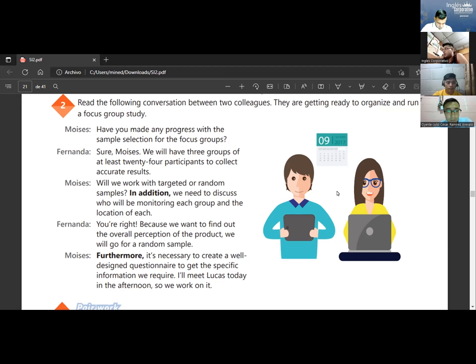Furthermore, it's necessary to create a well-designed questionnaire to get the specific information we require. I'll meet Lucas today in the afternoon, so we work on it.